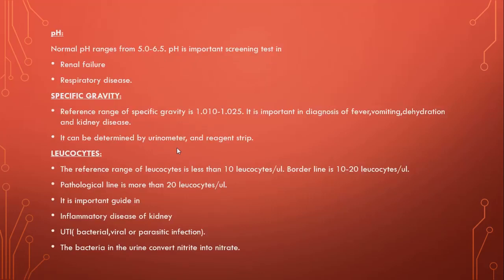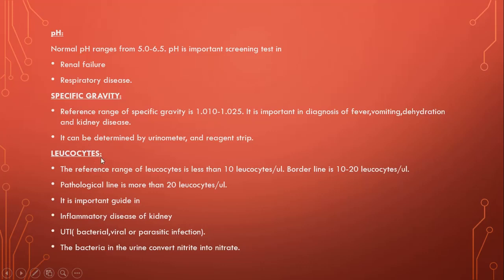Okay, so talking about the biochemical analysis of the urine, first of all we'll talk about the pH. So the normal pH ranges from 5 to 6.5. So the normal urine is slightly acidic. pH is important screening test in renal failure and respiratory diseases. Now specific gravity, so the normal range is 1.010 to 1.025, and it is important in the diagnosis of fever, vomiting, dehydration, and kidney disease. It can be determined by urinometer and reagent strip.